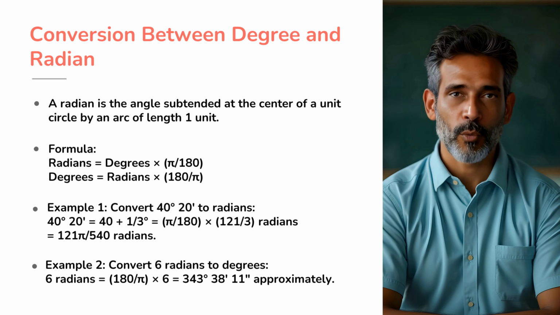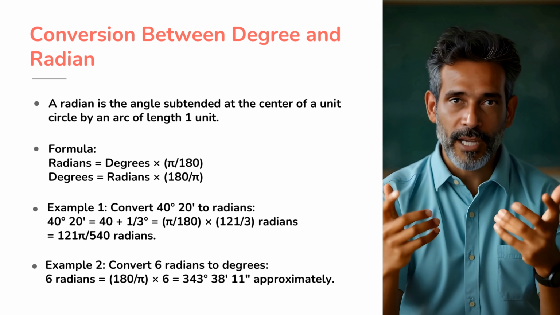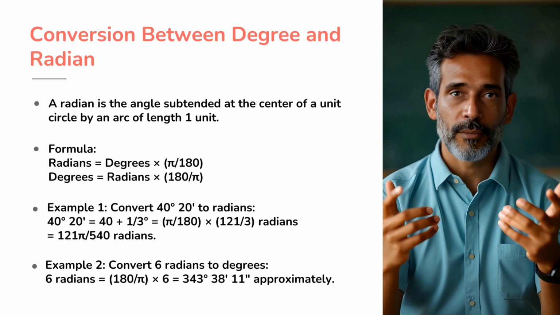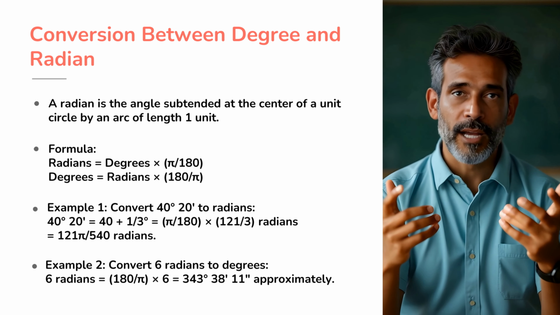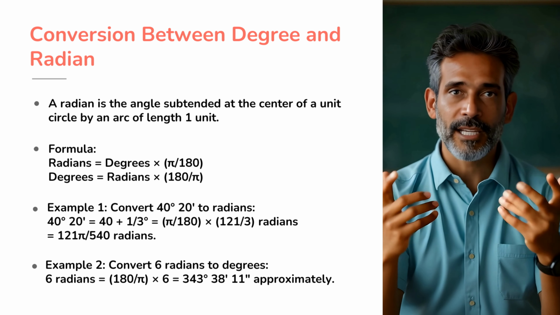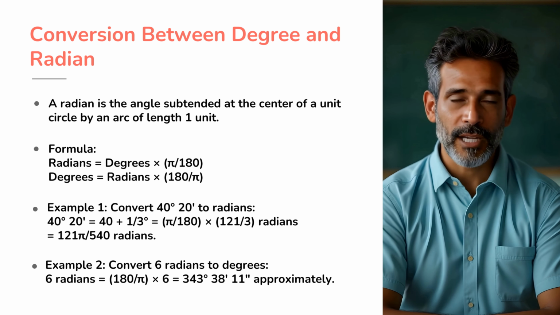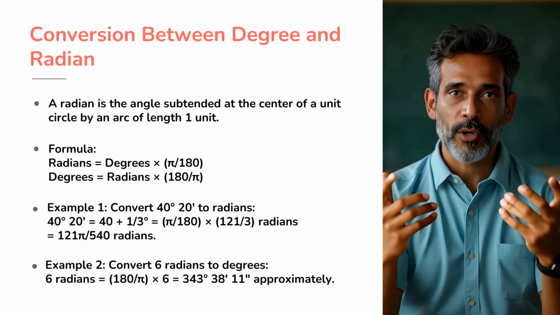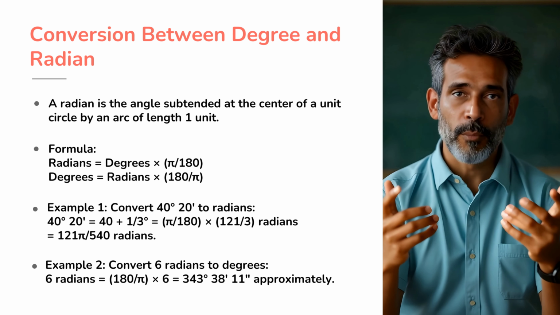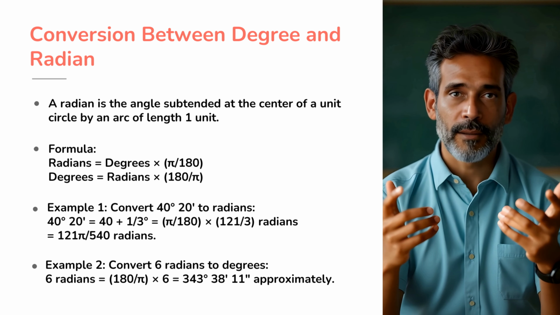Let's dive into how we convert between degrees and radians. There's a simple relationship that connects the two. For example, since 360 degrees is equivalent to 2 pi radians, we can easily convert from one to the other. To convert from degrees to radians, you multiply the degree measure by pi divided by 180. And to convert from radians to degrees, multiply the radian measure by 180 divided by pi.